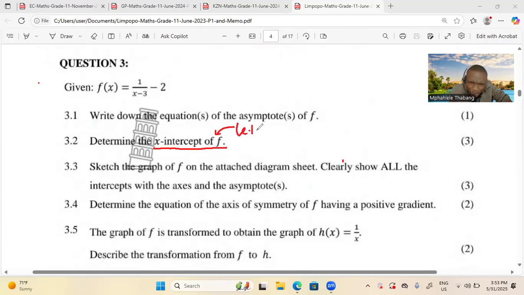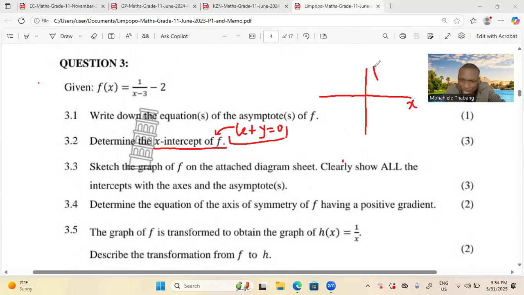We let y be 0. If you are looking for the x-intercept of a function, you have to let y be 0. Why do we do this? We need to understand what the x-intercept is. The x-intercept is the x-cut of the graph. So we are simply asking, where does f of x cut the x-axis?